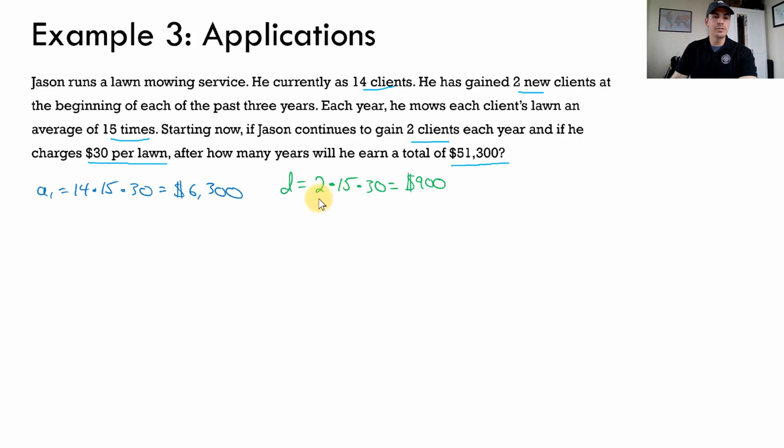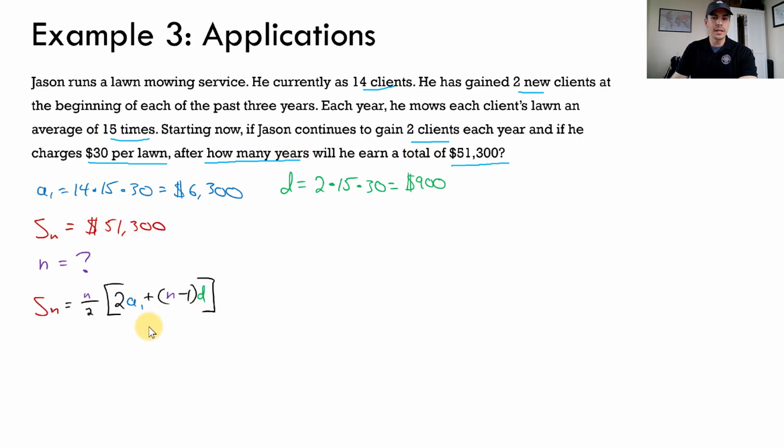Now my d, that is how much he's increasing each year, right? So I have 2 new clients each year, and he's going to mow their lawns 15 times per year, and then he is, again, going to charge $30. So he's going to add $900 of revenue for these new clients that he gets every year. And then our final sum that we want is $51,300. What we don't know is our n value. N is how many years it'll be before he earns this total amount.